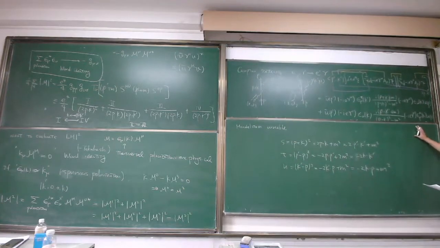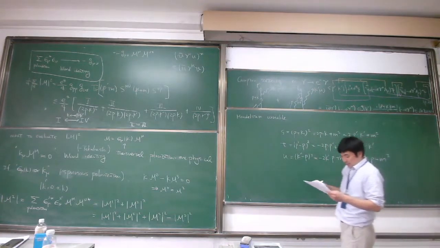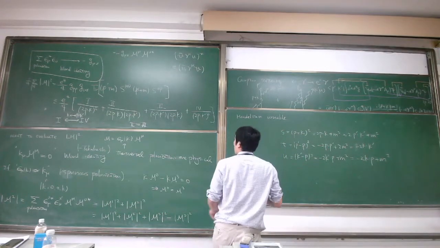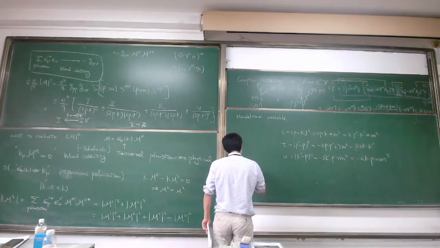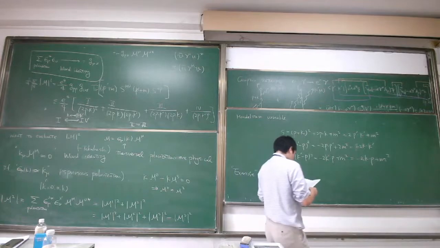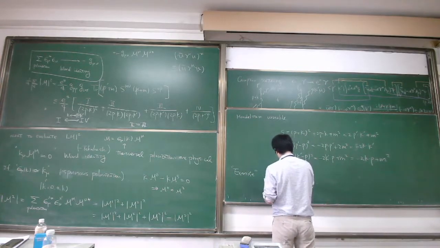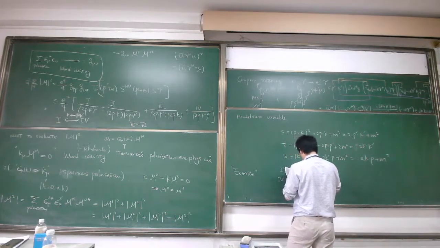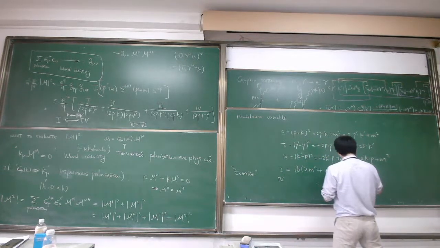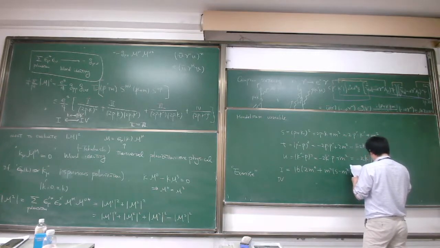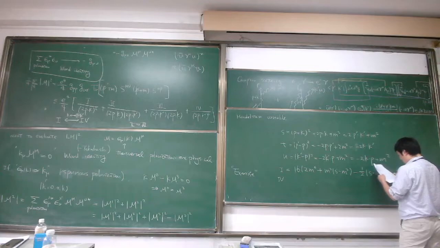I just give you the answer. The answer is written in the lecture note, so this is the exercise. It is a very good exercise. So 1 is equal to 16 m to the fourth, m squared. This indeed appears in homework 5. The derivation is in homework 5.